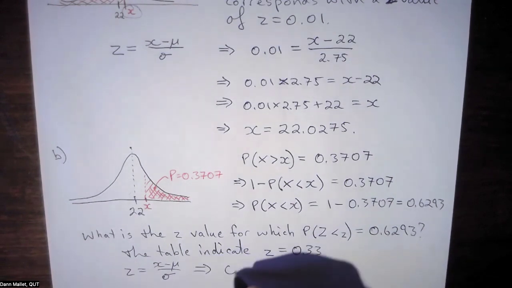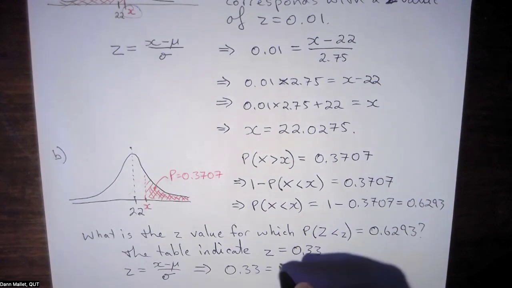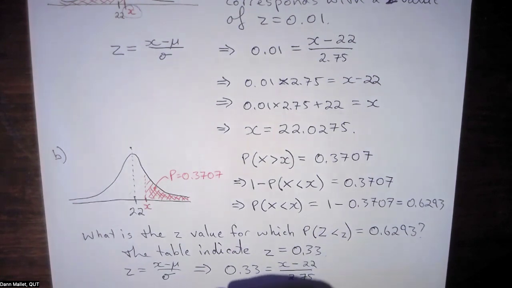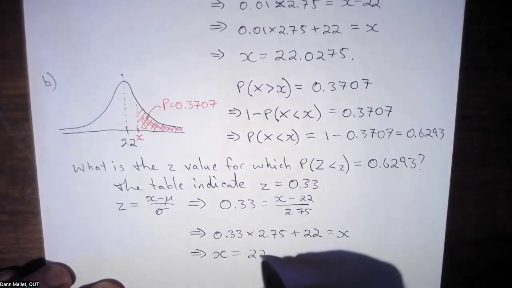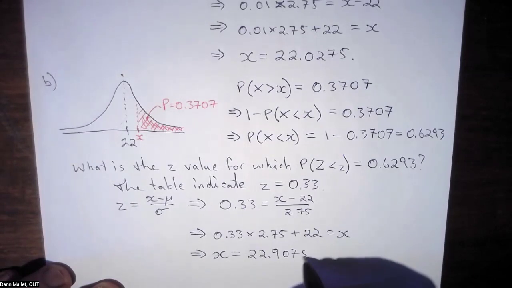Remember, z equals x minus mu over sigma. For us, we have z equal to 0.33, and that's going to be equal to x minus 22 over 2.75. And we can rearrange that equation to solve for x. So we have 0.33 multiplied by 2.75 plus 22 will be equal to x. Evaluating those, we get that x is going to be equal to 22.9075.